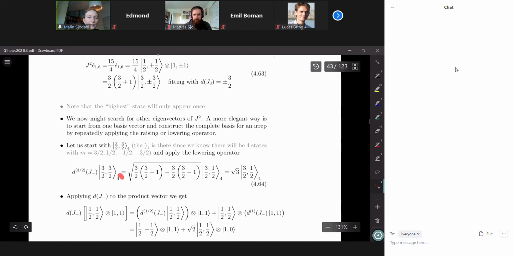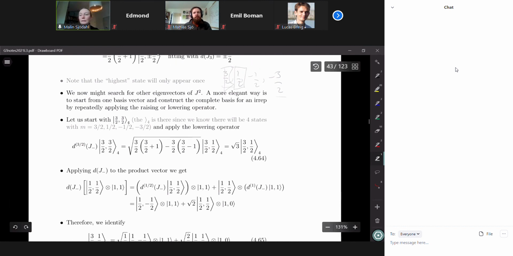And there's a little 4 here indicating that it must be a 4-dimensional space, because we should have the eigenvalues 3/2, 1/2, minus 1/2, and minus 3/2, because we have seen that m changes in units of 1. Okay, so this we know that we will have. So we have the state corresponding to this eigenvalue, and then we act with J minus, and we should get something proportional to the state with this eigenvalue.